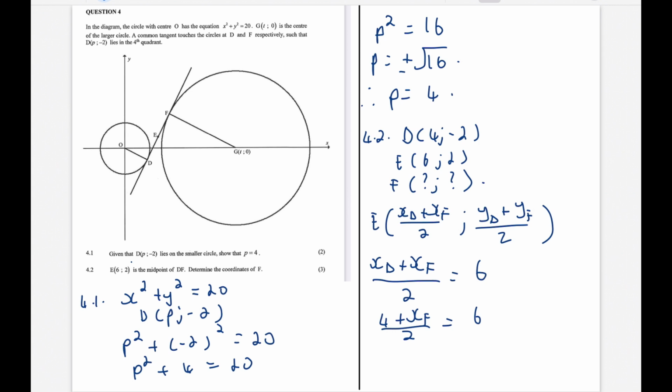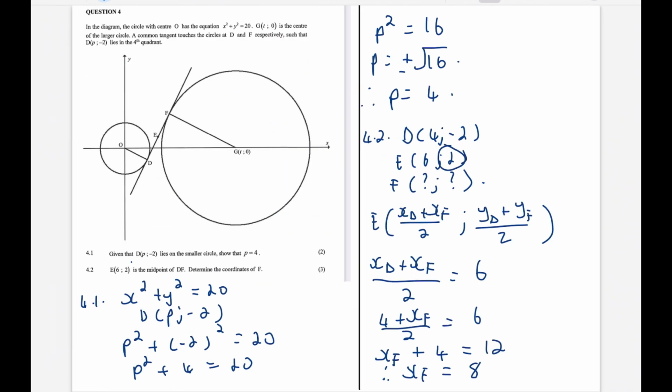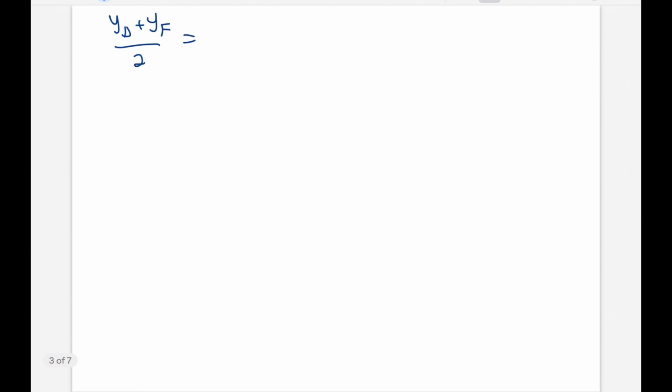Now, if I cross multiply here, I'll get that the x value of F plus 4 is equal to 2 times 6, which is 12. And so therefore the x value of F is 12 minus 4, which is 8. Now I'm going to perform the same thing with the y value. We know the y value of D plus the y value of F, all divided by 2, must be equal to the actual y value of E that we already know, that's 2.